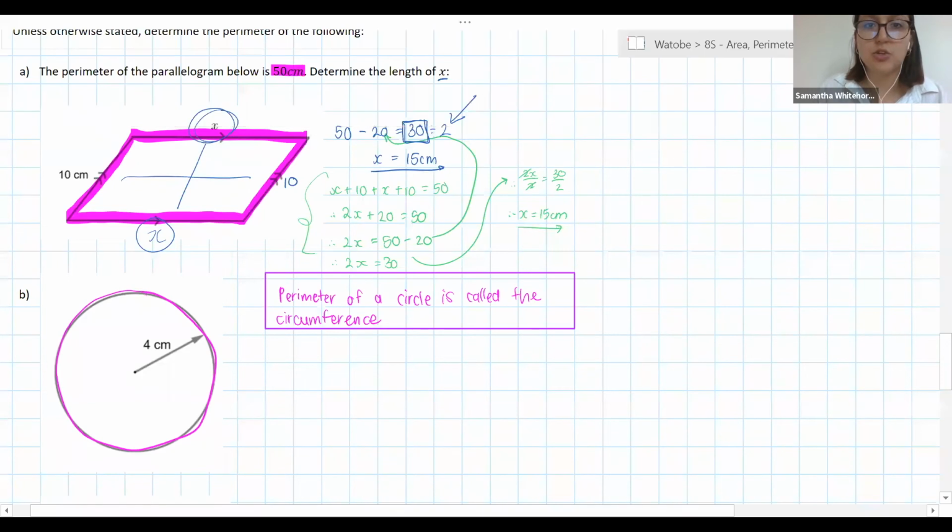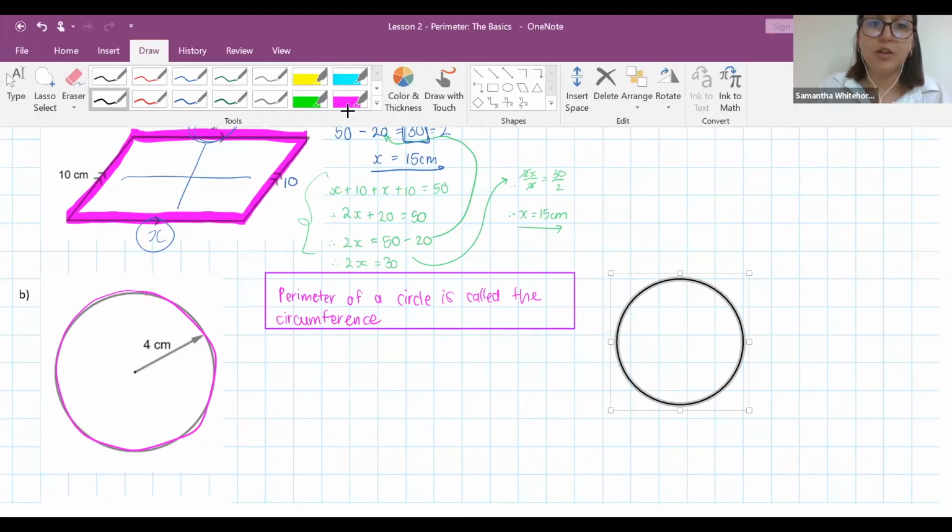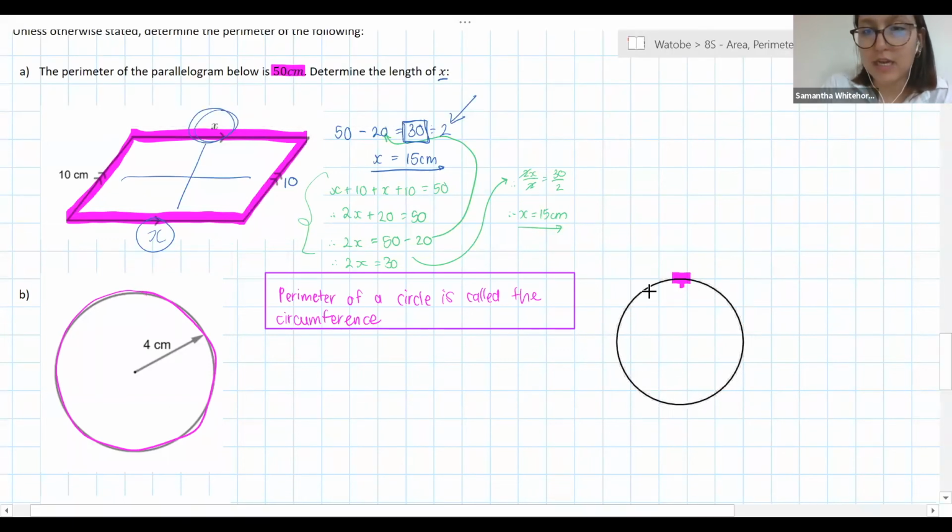So if we draw a circle for ourselves, because I'm lazy, I'm just going to do it like that. The first thing that we need to be mindful of is the fact that this outside length, like I say, is called the circumference. Any line that is drawn from the center of your circle to the circumference is called the radius.